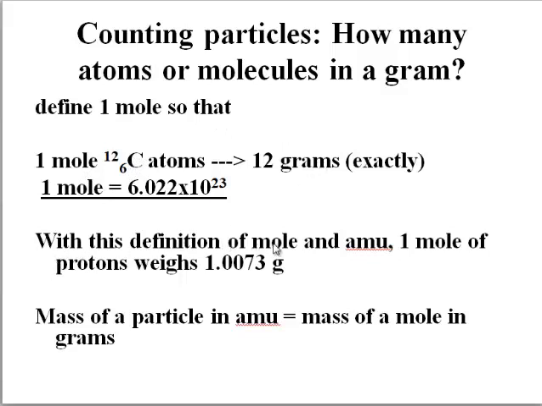With this definition of mole and atomic mass units, 1 mole of protons weighs 1.0073 grams. We just saw that 1 proton weighs 1.0073 atomic mass units. A mole weighs 1.0073 grams. In general, the mass of a particle in atomic mass units is the mass of a mole in grams.